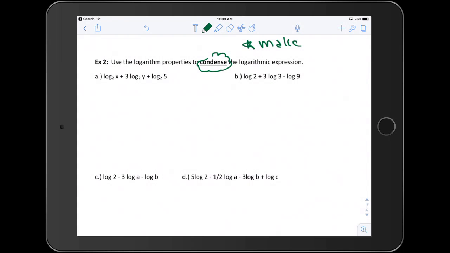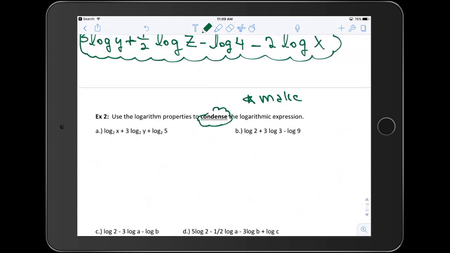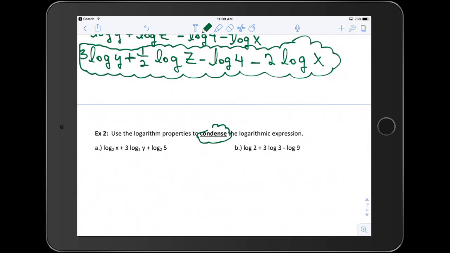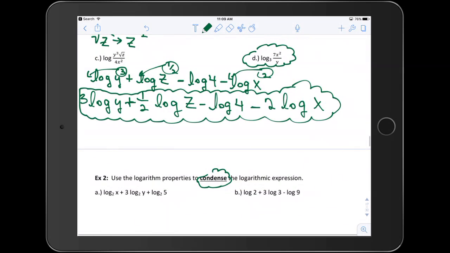Oh, I have a hard time writing up here. I'm going to bring this down. I'm going to erase that because that looks horrible. See, I'm so left-handed that I go right across the screen and it messes up.